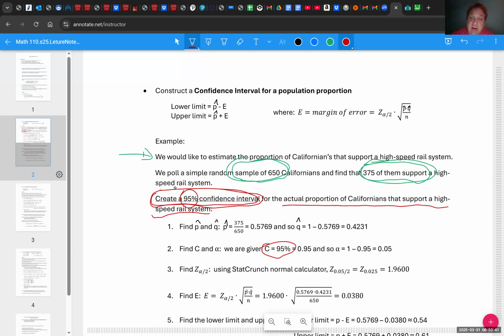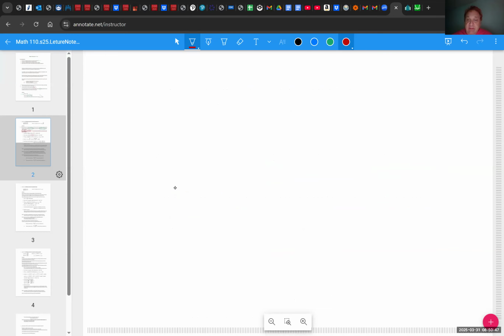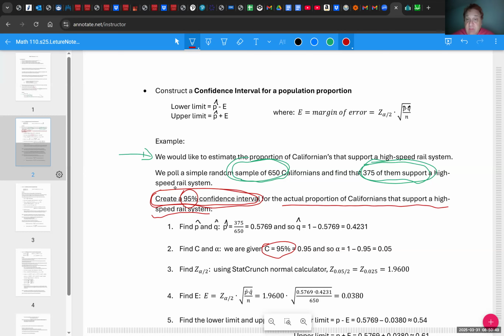So now we have our C value, and then alpha, just like before, is just 1 minus the C value. Let me do this a little bit clearer here. C is 0.95. So 1 minus 0.95 would give us an alpha value equal to 0.05. So now we know the alpha value is just 1 minus the confidence level.